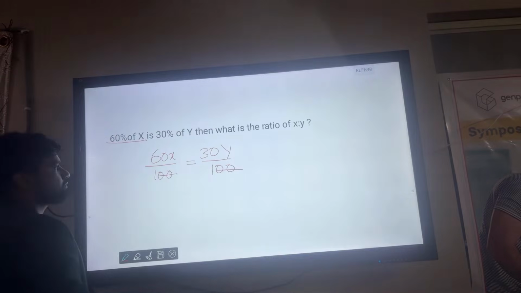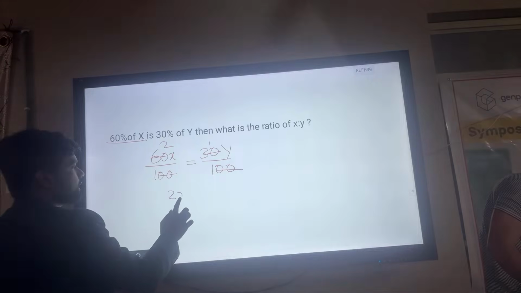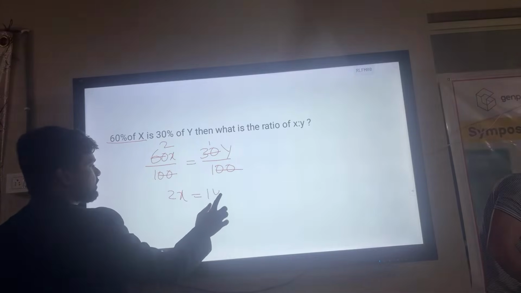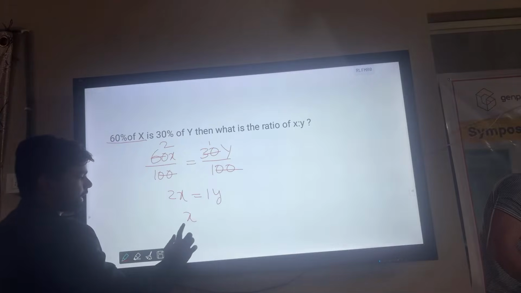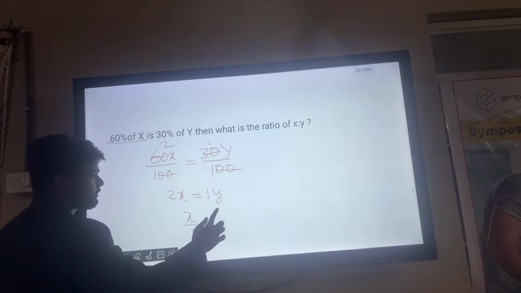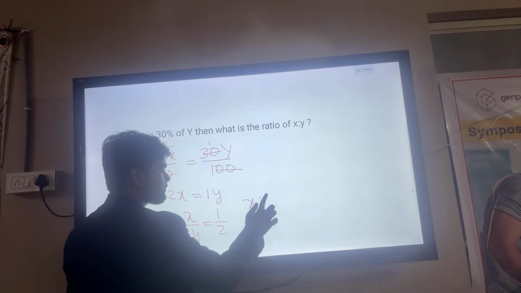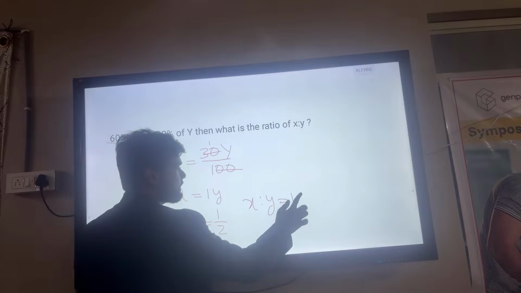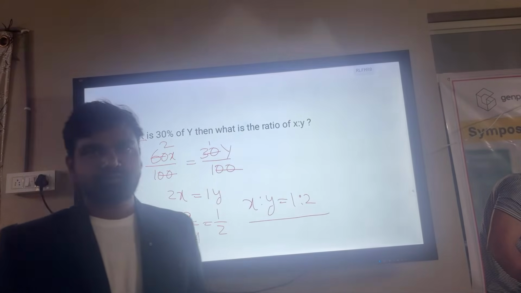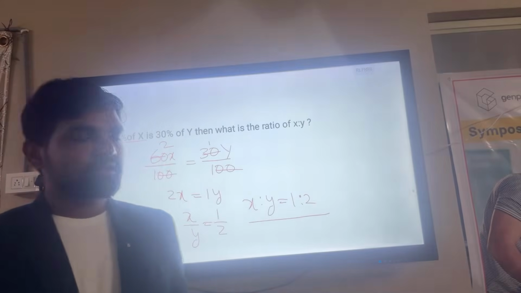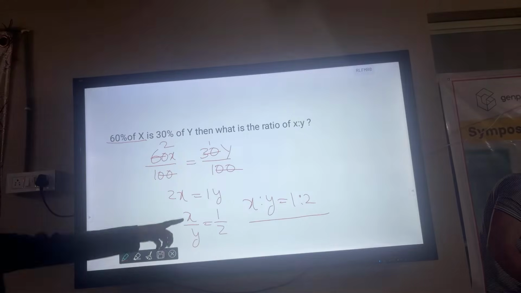100 cancelled. 30 ones are 30, 2 threes are 6. What is the ratio here? 2x is equal to 1y. When it comes out of the equal side, x by y is equal to 1 by 2. So what is the ratio of x is to y? 1 is to 2. 1 is to 2. They are asking what is the ratio of x is to y. The answer is 1 is to 2.